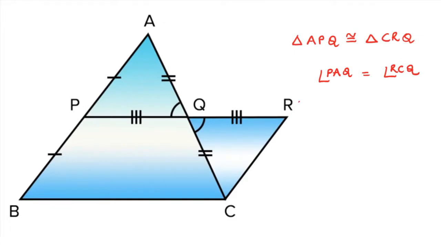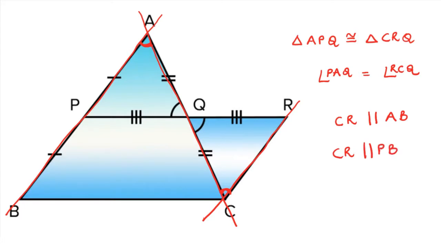Now observe carefully that CR and AB are two lines which are intersected by the transversal AC. Then these angles, angle PAQ and angle RCQ, are alternate angles. And what happens if the alternate angles are equal? The two lines are said to be parallel lines. So line CR is parallel to AB, or CR is parallel to PB.